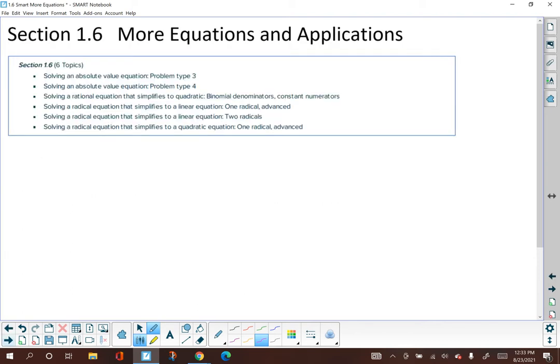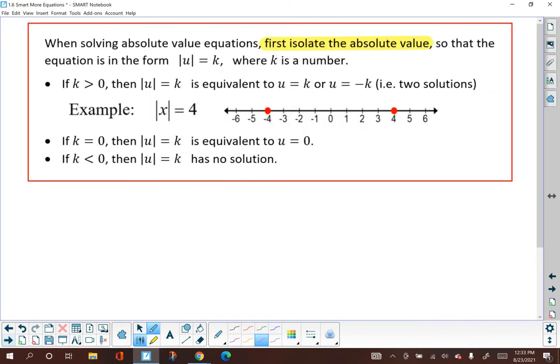All right, so section 1.6, more equations and applications. So we're going to work with absolute value equations, radical equations, and one more topic of rational equations. The first ones that we're going to start with here are absolute value equations.